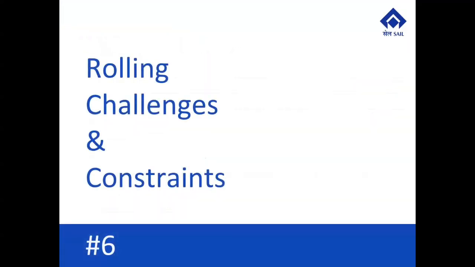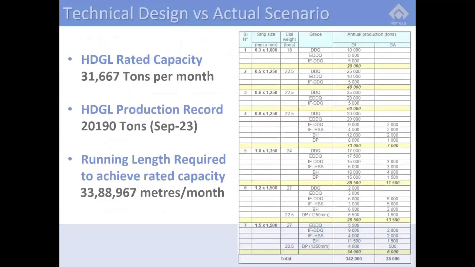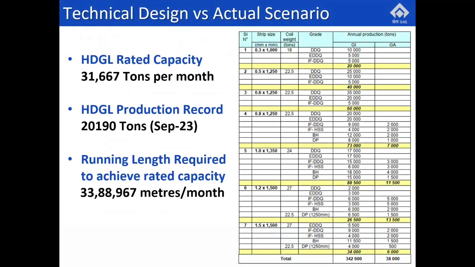Moving on to the rolling challenges and constraints part. See, when I talk about HDGL, HDGL is designed to make 0.38 million tons per year, which roughly comes to around 31,667 tons per month. But till date, HDGL has only processed around 21,900 tons in September 23, which is our record, and we have been consistently making around 17,000-18,000 per month.